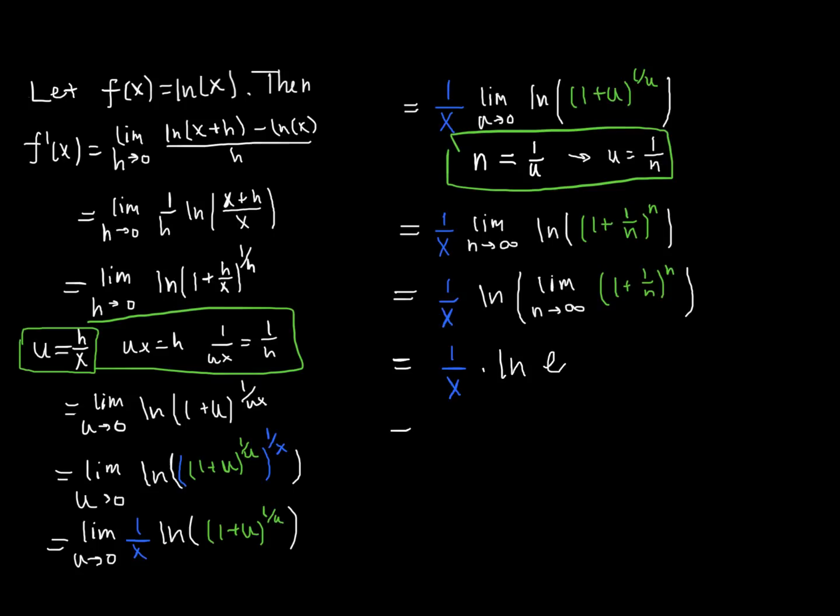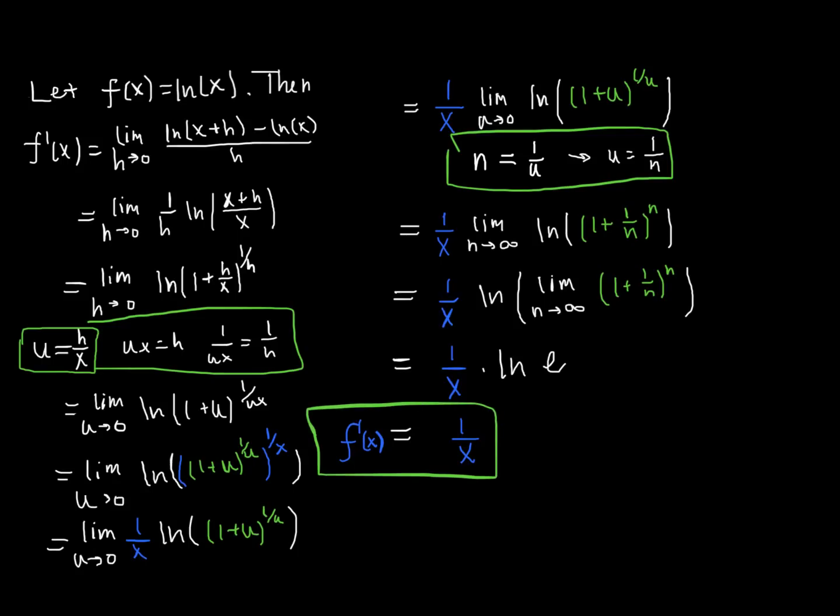But wait a second. What's the natural log of e? Remember, the natural log of any value is the exponent that I must raise e to get this value. Well, what do you have to raise e to the power of to get e? 1. So this is just 1 over x. And this means that the derivative of the natural log of x is 1 over x, which is exactly what we hypothesized by looking at the graph of natural log.